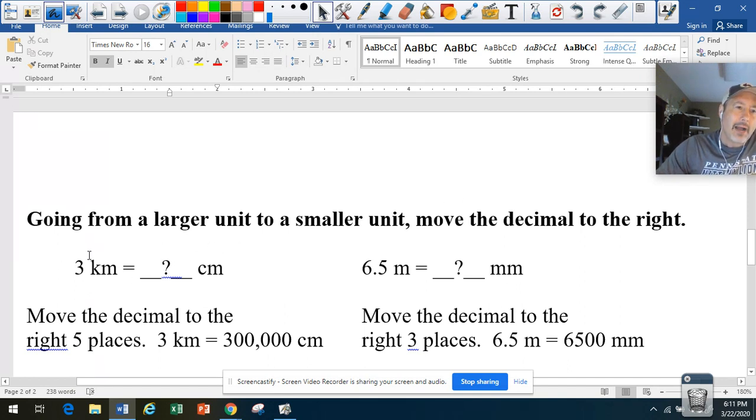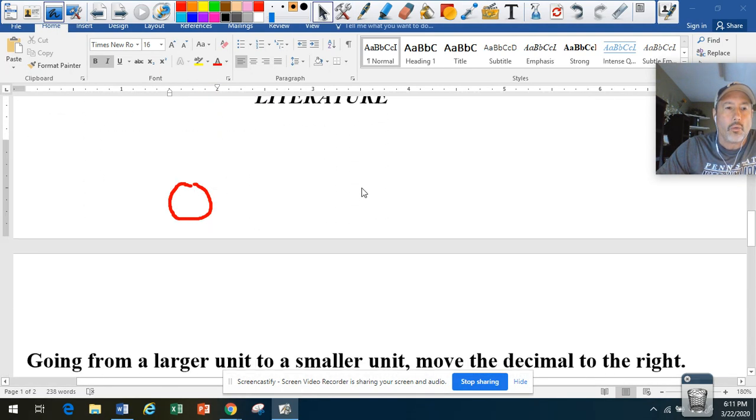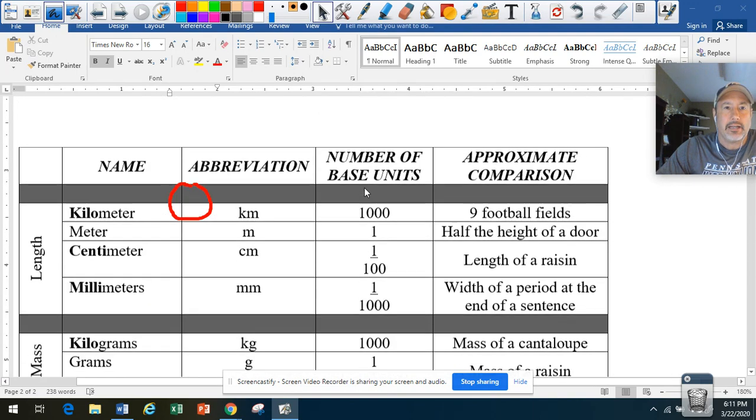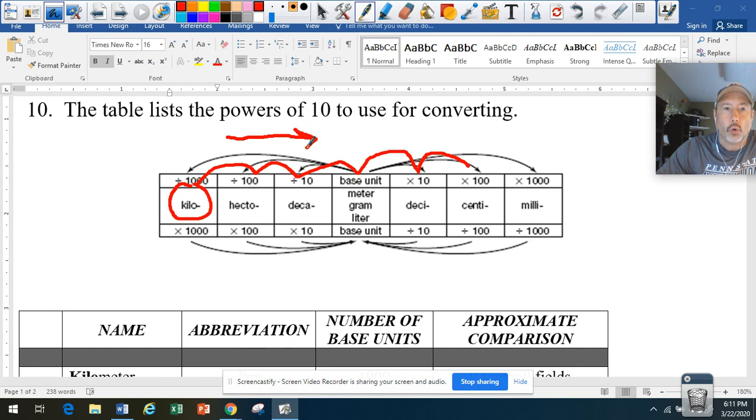If you look here, I'm going from kilometers to centimeters. So if we go back up here, let me circle this. I'm over here at the kilo, okay? And where does it want us to go here? It wants us to go all the way down to the centa, okay? So I'm at kilo here, and I'm moving it 1, 2, 3, 4, 5 places to the right. It's going 5 places to the right because I'm going from a kilo to a centa.